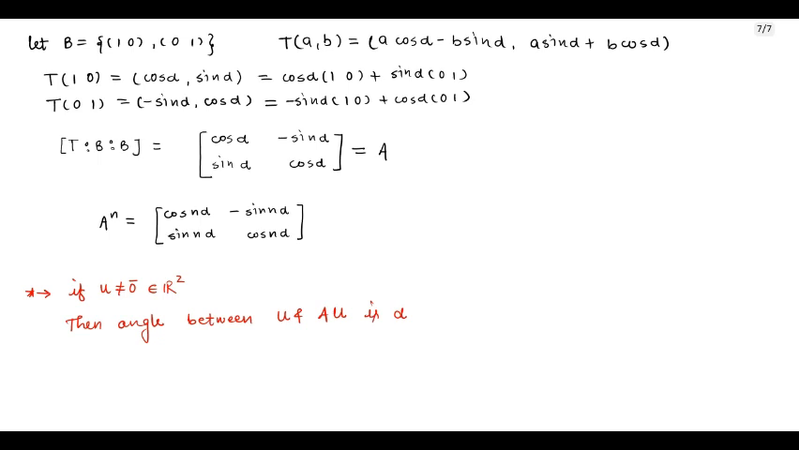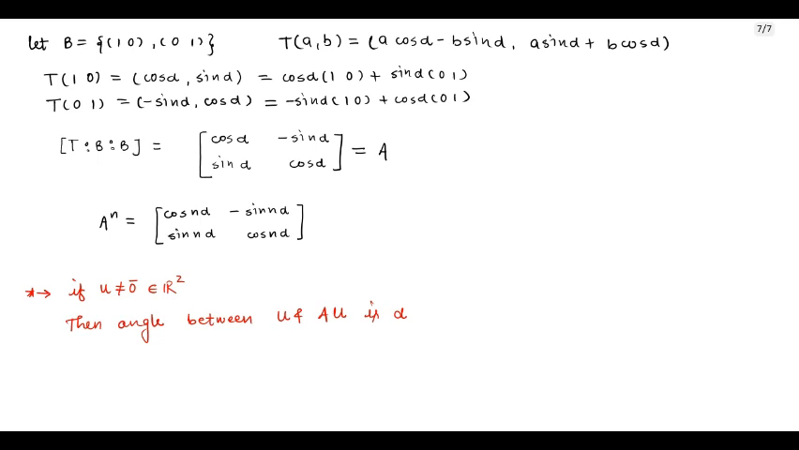Okay. Sir, u is a vector, any non-zero, so alpha is constant, sir. Yes, alpha is a fixed angle. Alpha is the angle, not constant. Because here we use alpha as an angle.